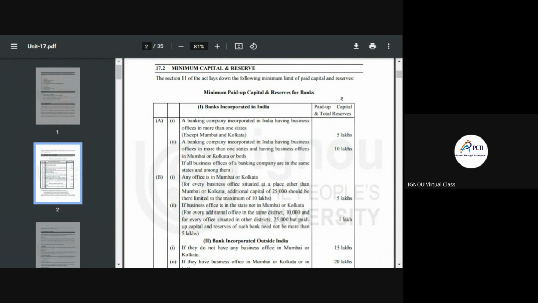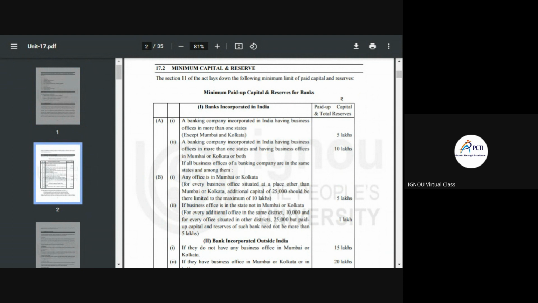If the business office is in the state, not in Mumbai or Kolkata, for every additional office in the same district, that is 10,000, and for every office situated in another district, that will be 25,000. But the paid up capital and reserve of such a bank need not be more than 5 lakh, that is 1 lakh.